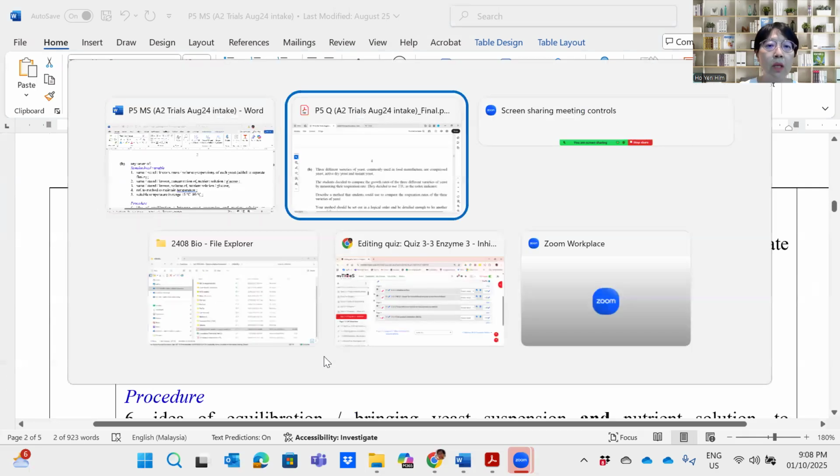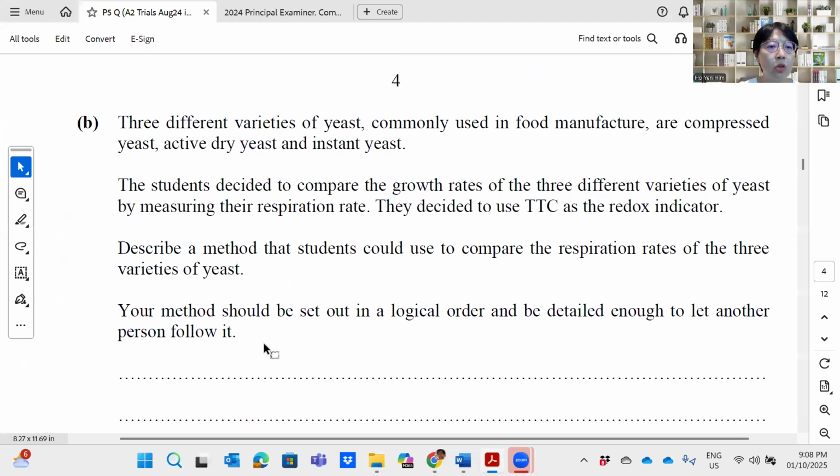So next, question B. You need to describe a method that the student could use to compare the respiration rate of the 3 varieties of yeast. There are 3 varieties of compressed yeast that the student wants to use to compare which one has the higher growth rate. You need to use TTC as a redox indicator. So you must set up your method in a logical order. This one you want to pay attention to.